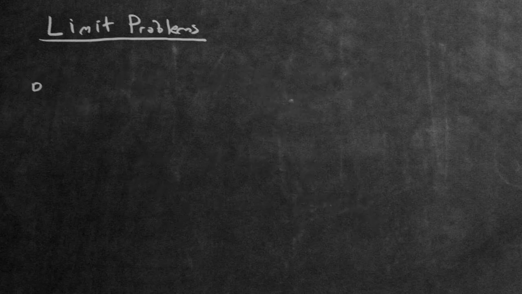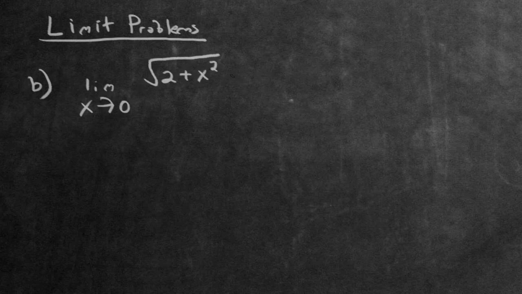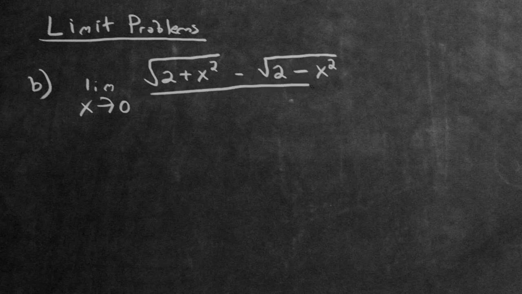Okay, let's go ahead and start another problem. The next one we'll call question B. Let's have it be the limit as x approaches 0 for the function, let's say the square root of (2 add x squared), subtract the square root of (2 subtract x squared), all over, let's just say x squared. So how would we solve this?